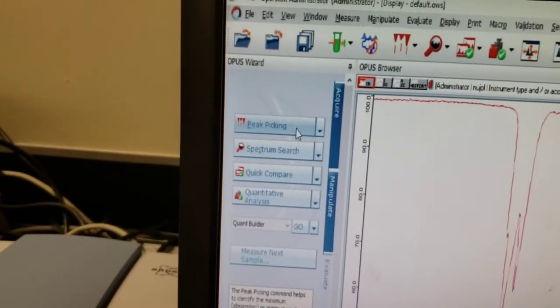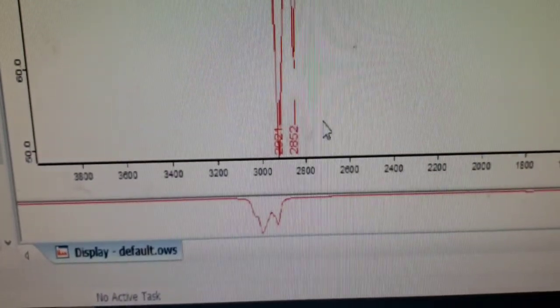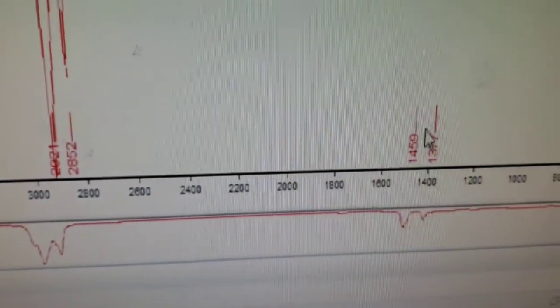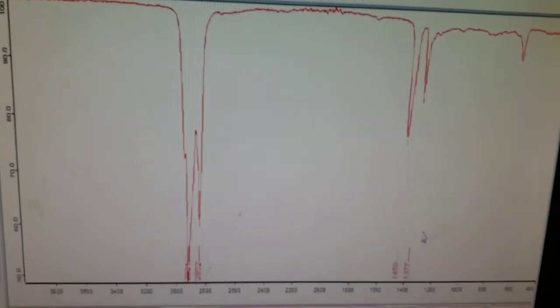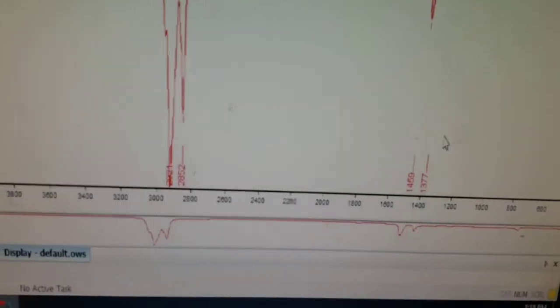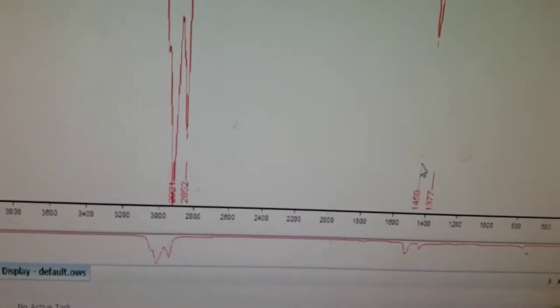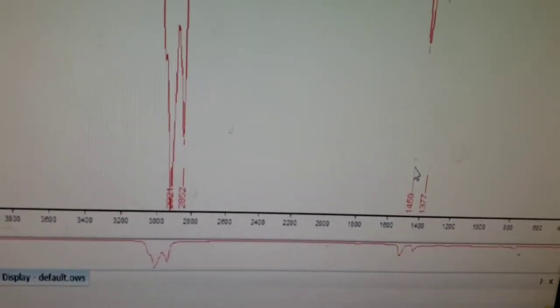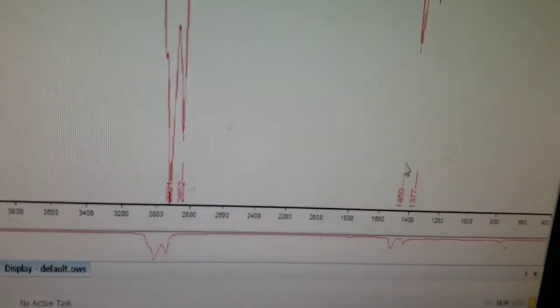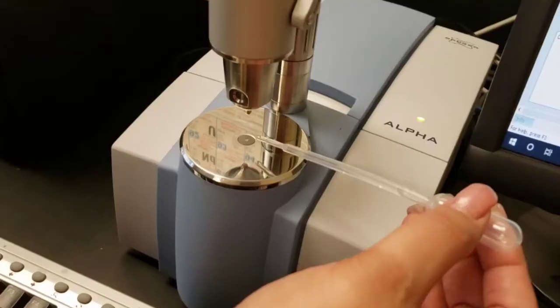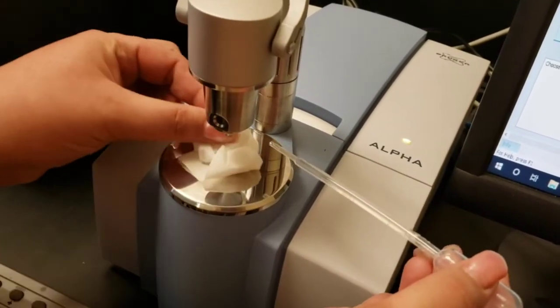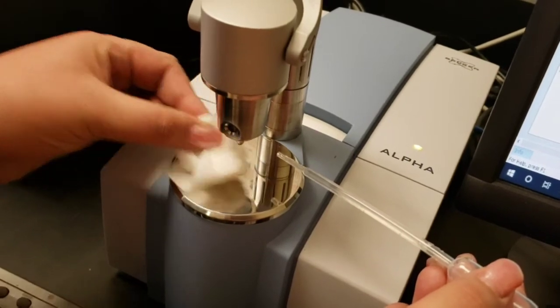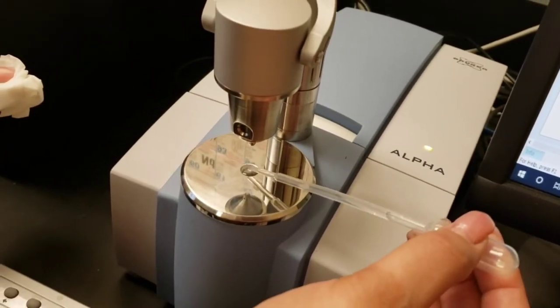If we go over to the left and click Pick Peaks, the software will identify the frequency of each of the peaks in the spectrum as wave numbers. This frequency scale is reciprocal centimeters, centimeters to the -1. When you're finished collecting your sample, very gently wash the optical crystal with a couple of drops of ethanol.